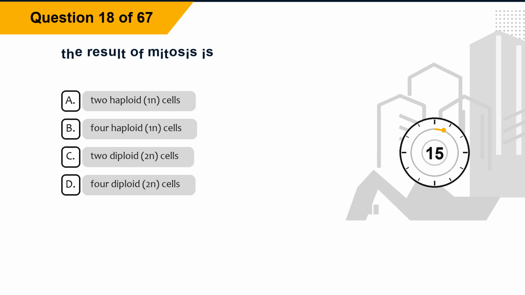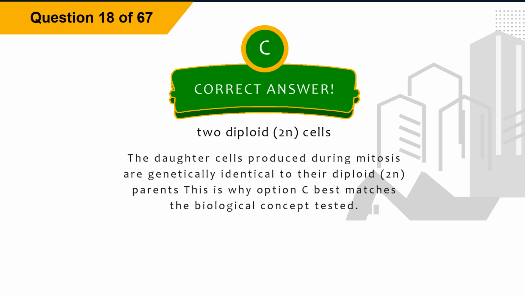Question 18. The result of mitosis is: option A, 2 haploid, 1N, cells. Option B, 4 haploid, 1N, cells. Option C, 2 diploid, 2N, cells. Option D, 4 diploid, 2N, cells. The correct answer is option C, 2 diploid, 2N, cells. Explanation: the daughter cells produced during mitosis are genetically identical to their diploid, 2N, parents. This is why option C best matches the biological concept tested.